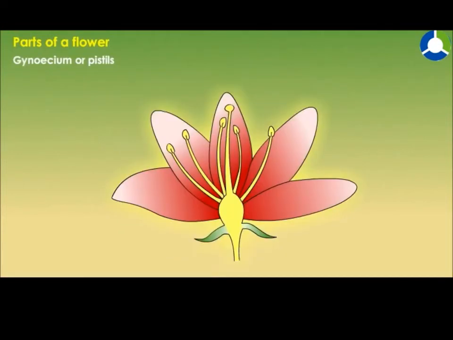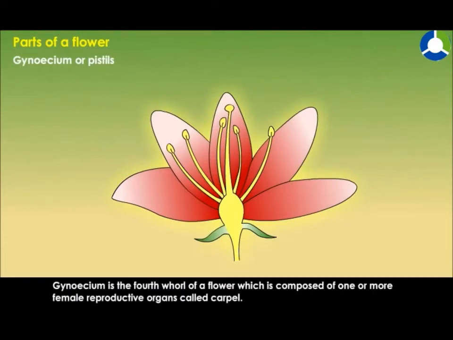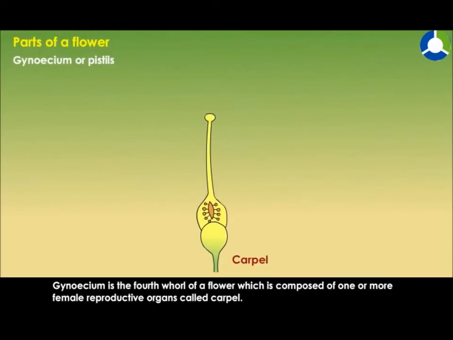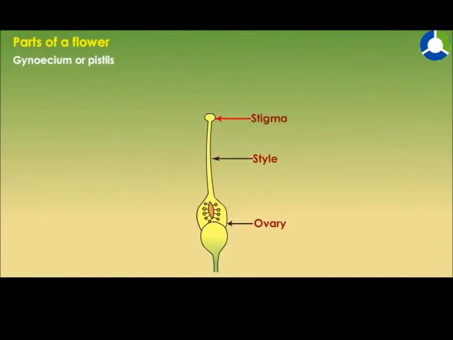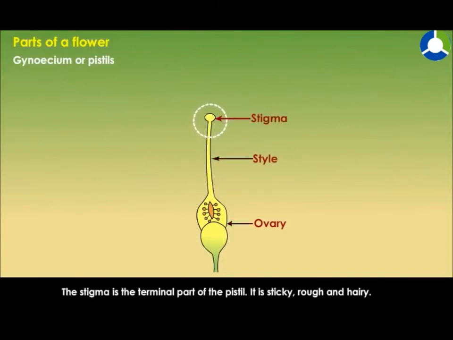Gynoecium or pistils. Gynoecium is the fourth whorl of a flower which is composed of one or more female reproductive organs called carpel. Each carpel consists of an ovary, style and stigma. The stigma is the terminal part of the pistil. It is sticky, rough and hairy. Stigma is meant for receiving pollen grains during pollination.